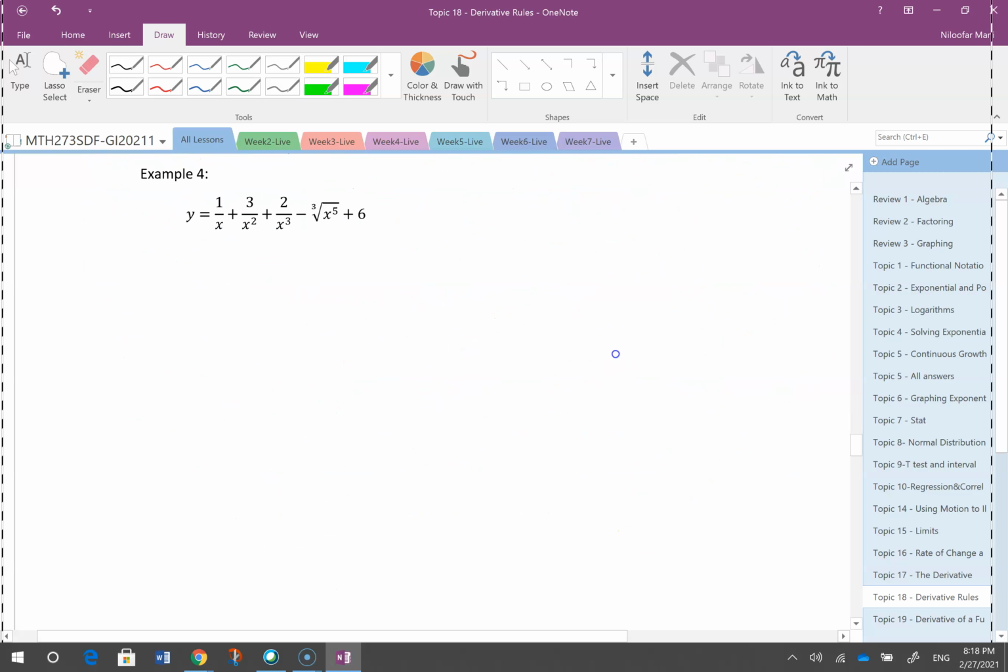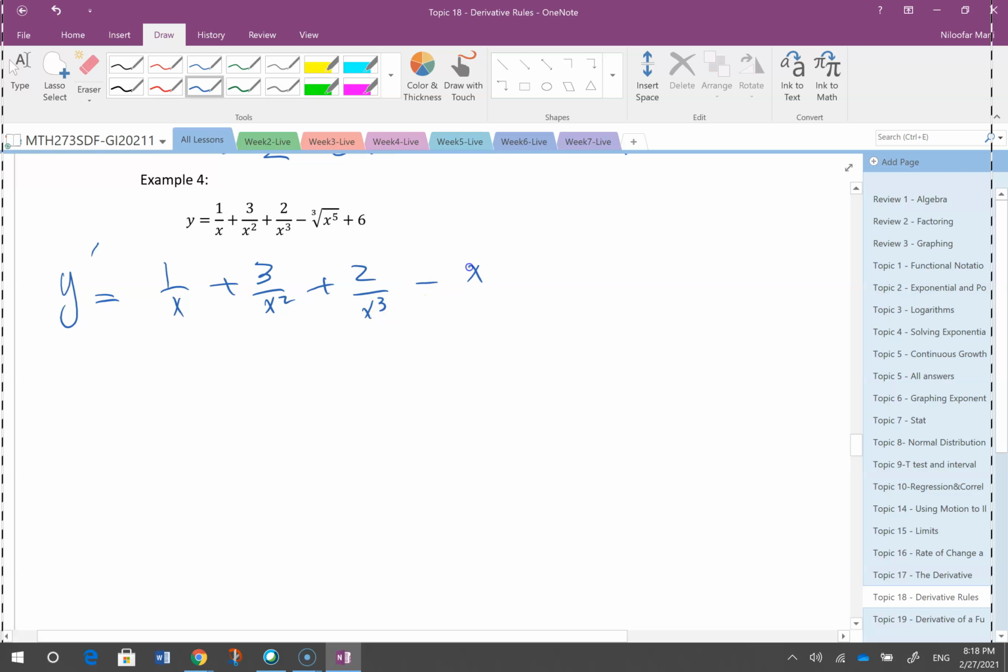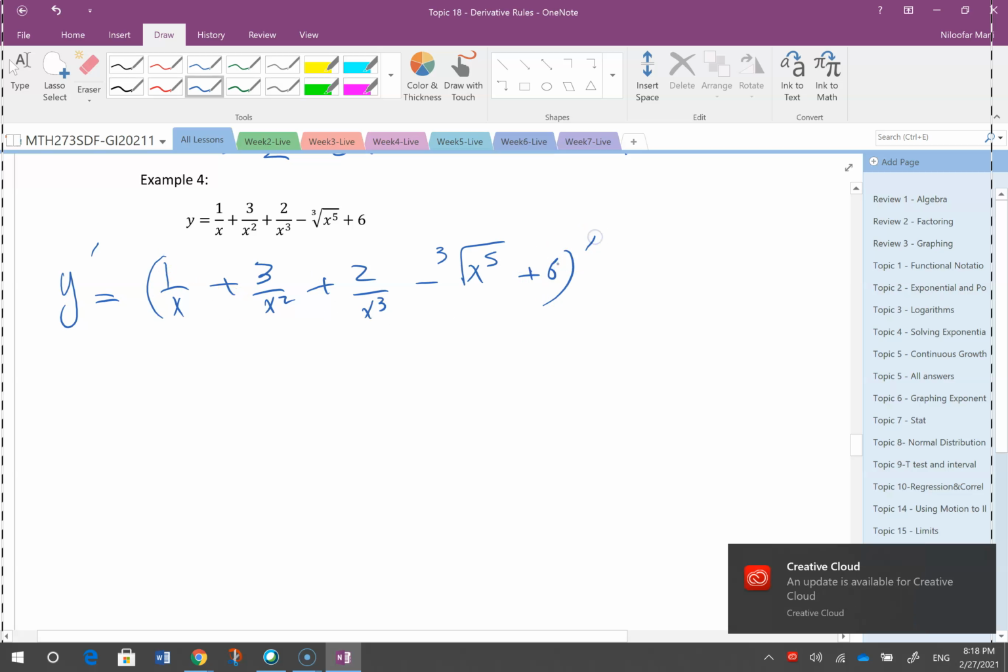How about this one here? Let me check something here. So the derivative of left is the derivative of right, also the derivative one by one because it's plus and minus.